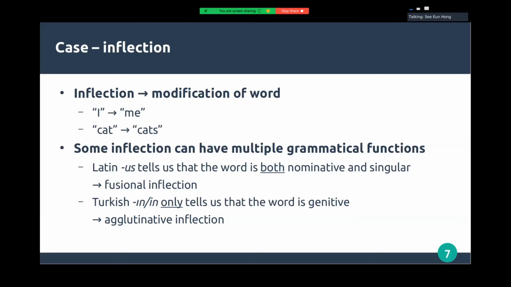Compared to this, let's look at the Turkish genitive ending -in or -un, depending on the vowel harmony. It only tells us about the case. It doesn't tell us about the gender, doesn't tell us about the number, etc. And in this case, it's called an agglutinative inflection.